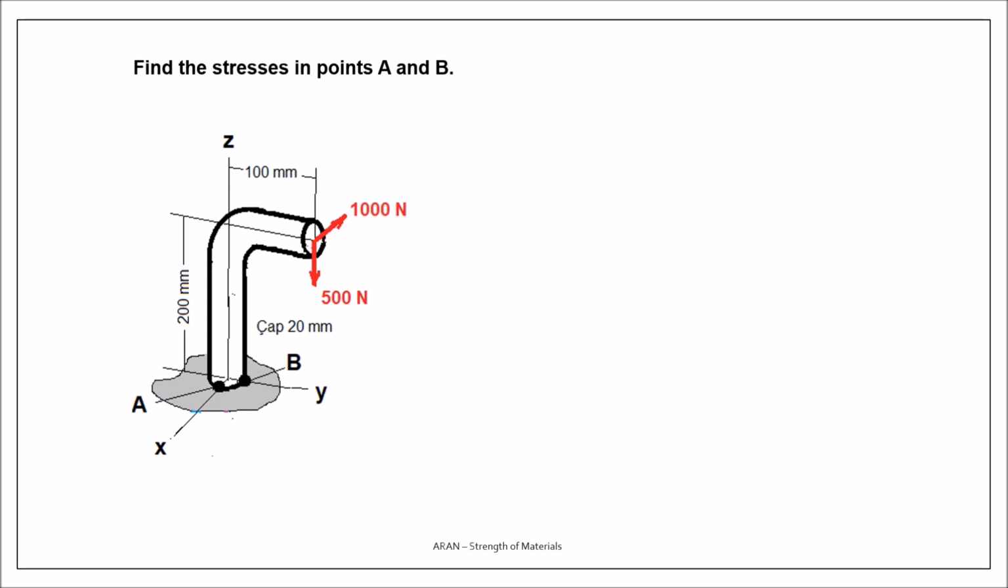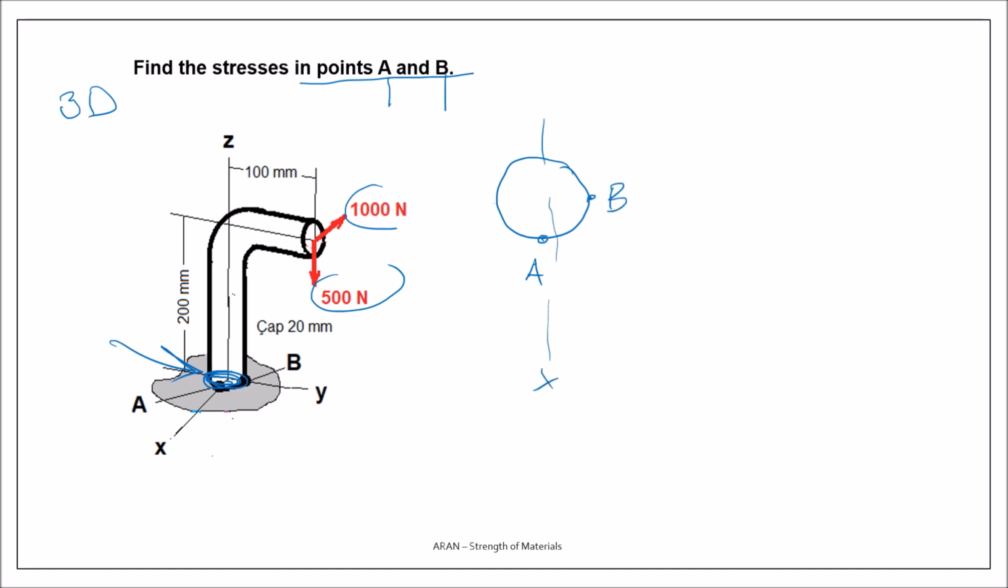Okay, well, that is our last problem, which is in 3 dimensions. So when we have a solid bent rod, and these are the applied forces, find the stresses in points A and B. Okay, this is the section which is critical. So this section is a round section. Point A is here, point B is here. When you draw the axes in 2 dimensions, it's something like this, okay?